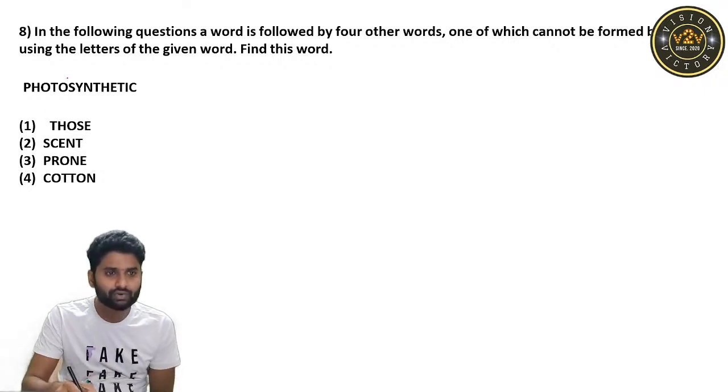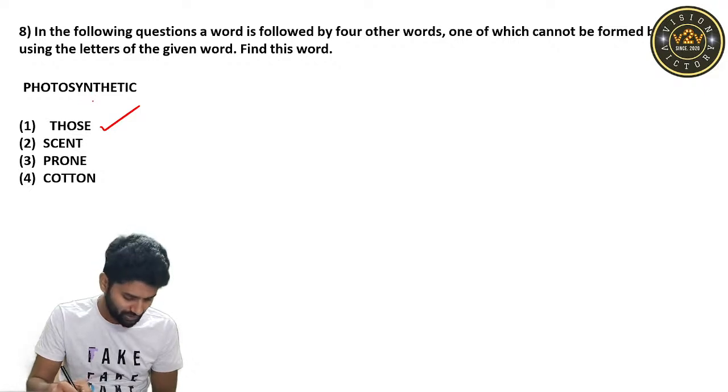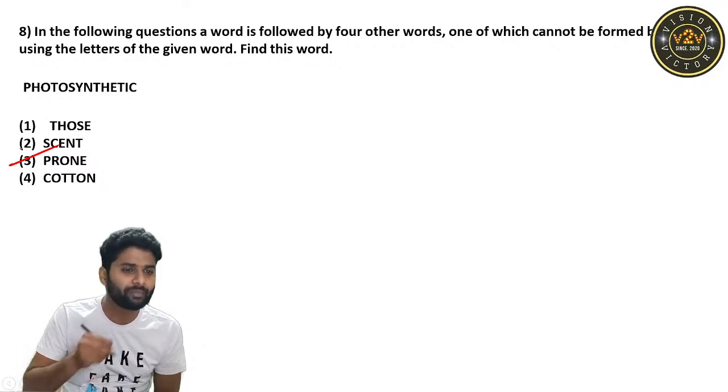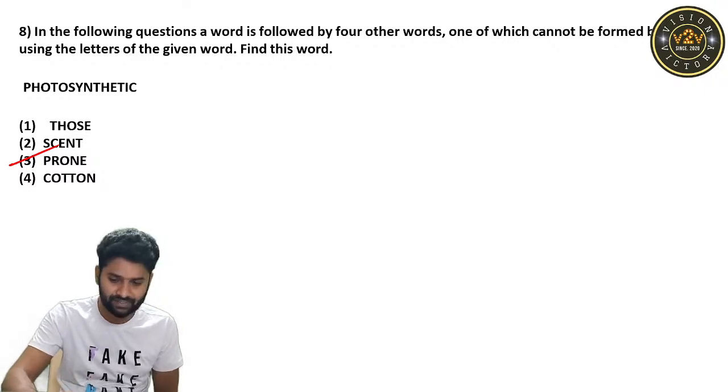Now see, you can get those. You can get scent also. So can we get prawn? P. You never see R in photosynthetic. That's why you cannot form the word prawn from photosynthetic. That's very good, Nana.